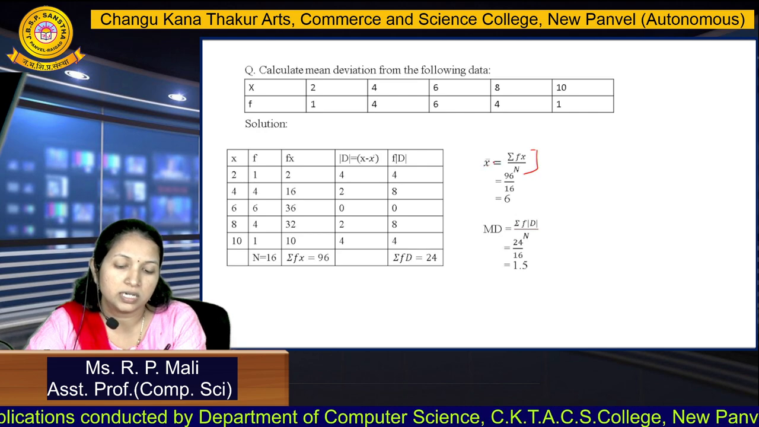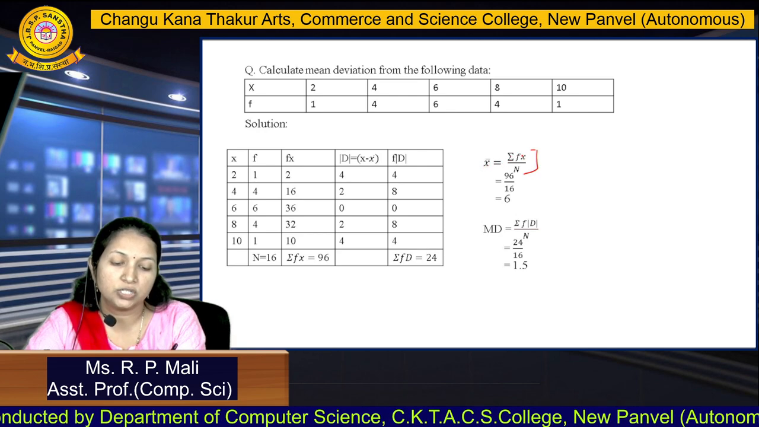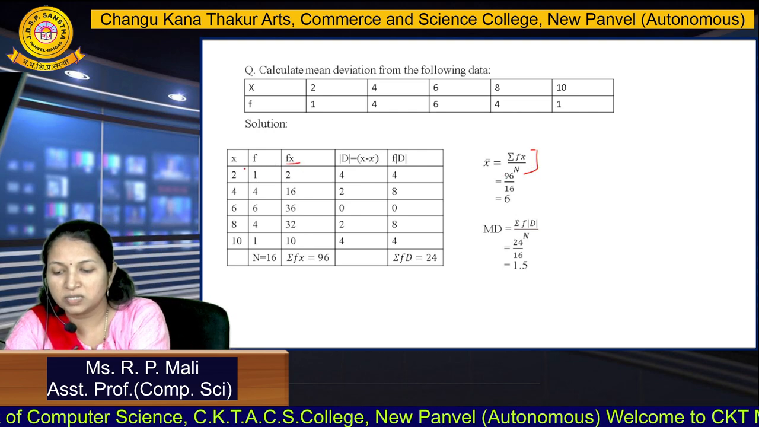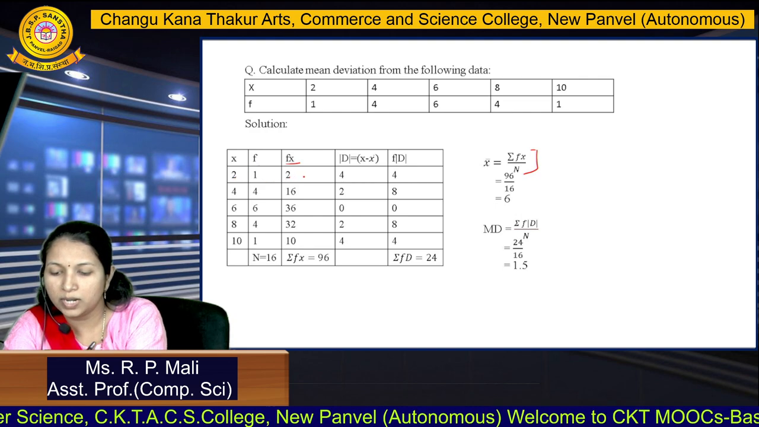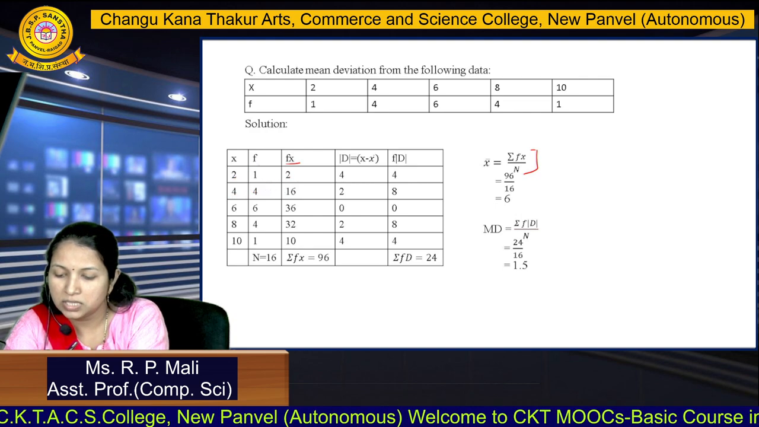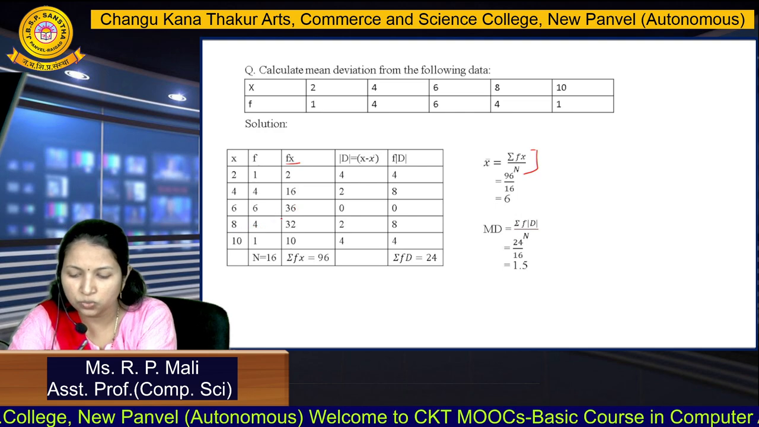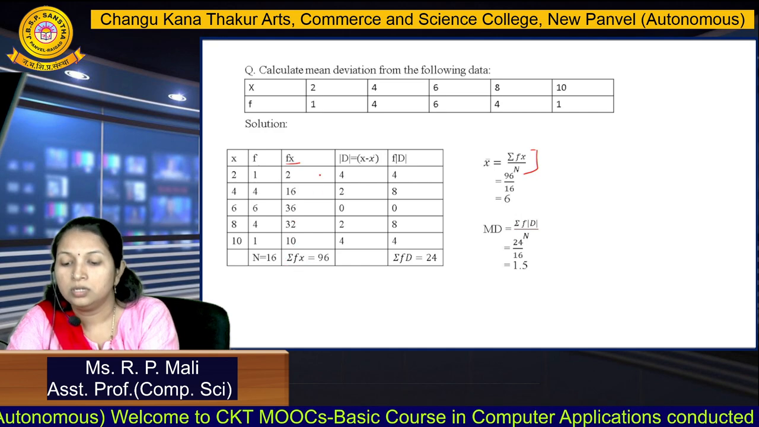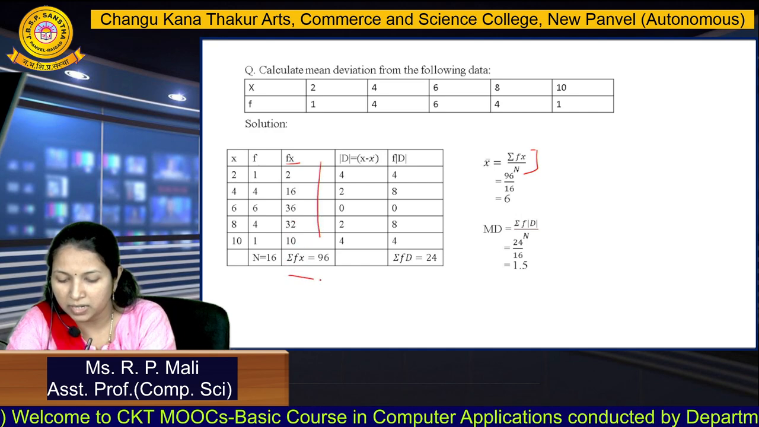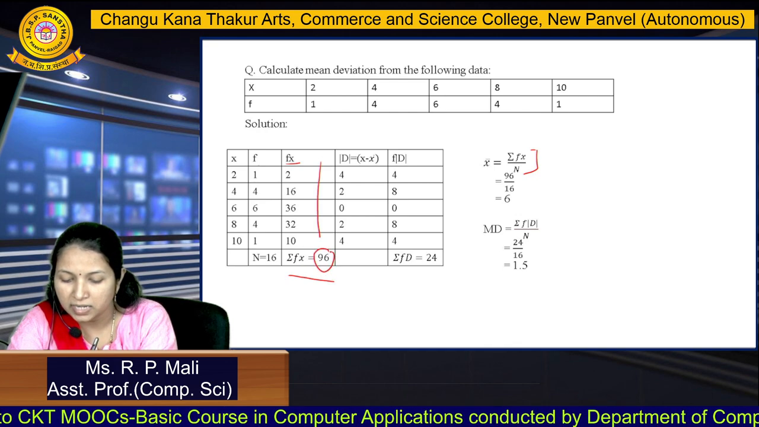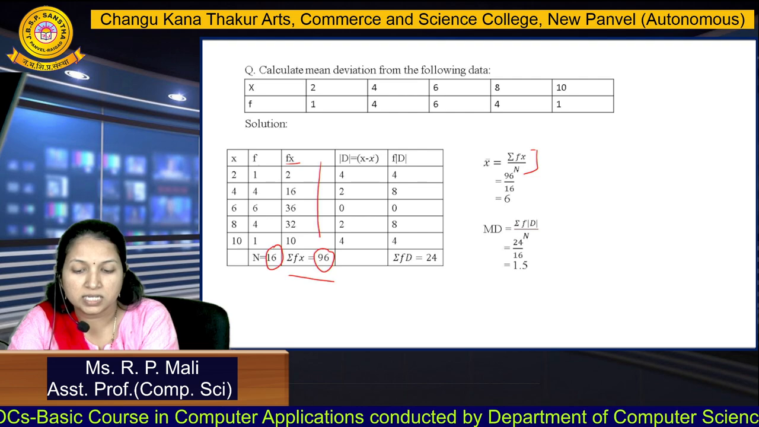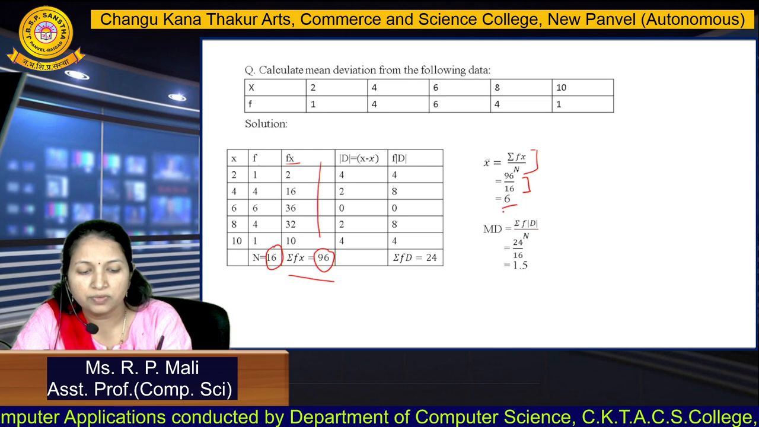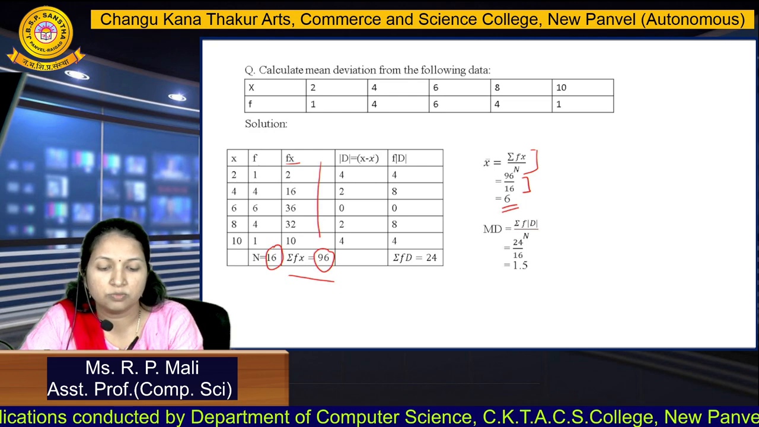The mean for your discrete series is x bar equals summation f into x divided by n. So we find the column for fx, meaning x into f. So 2 into 1 is 2, 4 into 4 is 16, 6 into 6 is 36, 8 into 4 is 32, 10 into 1 is 10. After finding the multiplication, you sum that. The summation of this column is 96, and the summation of your frequency is 16. After that, we put all the values into the formula and find your final answer.